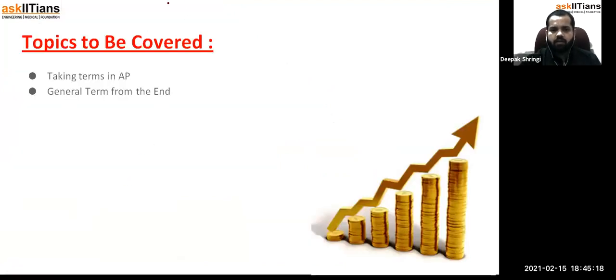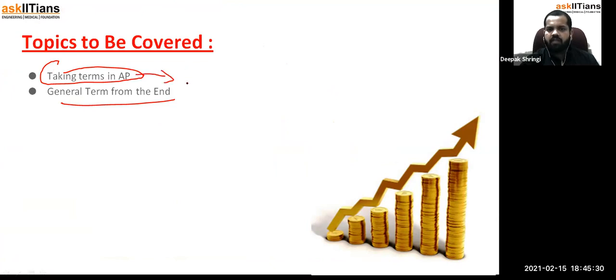Today we'll cover the topic taking terms in an AP, and the general term from the end. Let me tell you what it means to take terms in an AP. Suppose an AP is given, now you have to take three terms A, B, C. So here there will be three variables, and your common difference will be B minus A, which is also equal to C minus B.